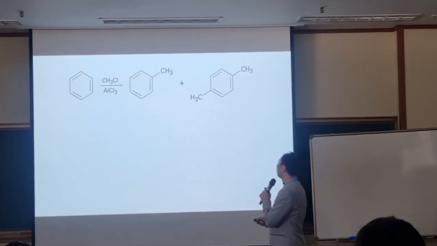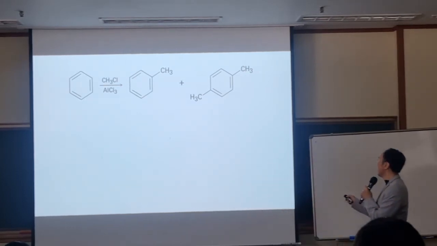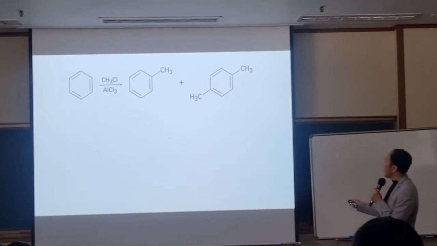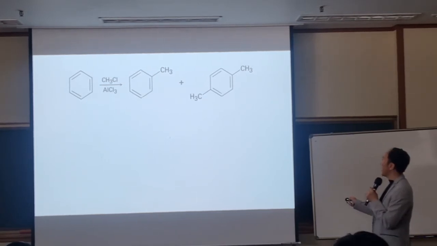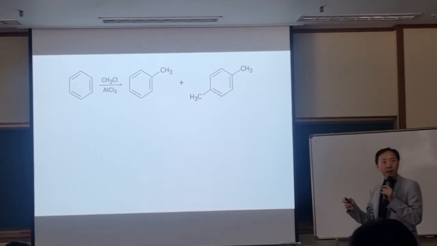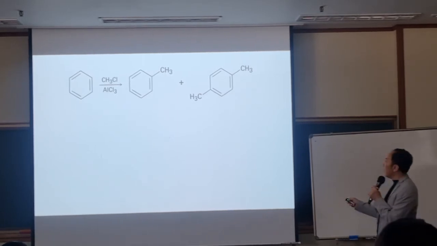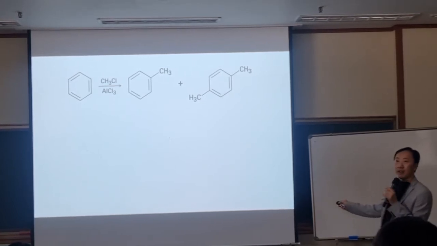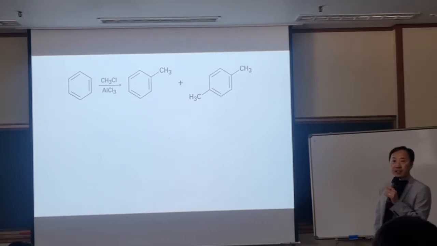Okay. Jill said these guys are donating electrons. Let's say half the reaction is done: half benzene and half toluene is made. Then they compete with each other, and this one is more reactive than this one. That's why the reaction does not stop here. It can go further to the next step.